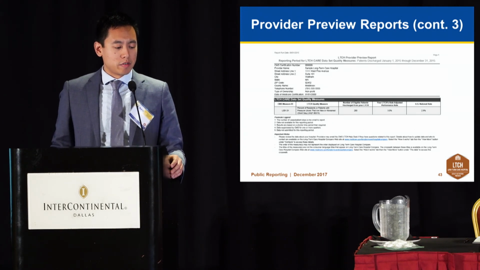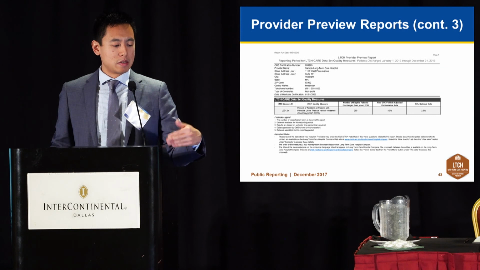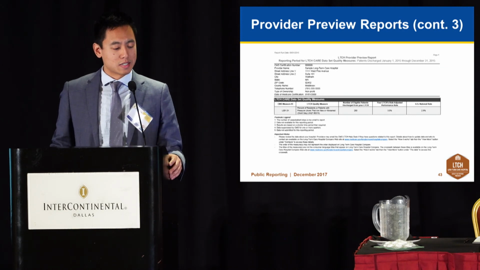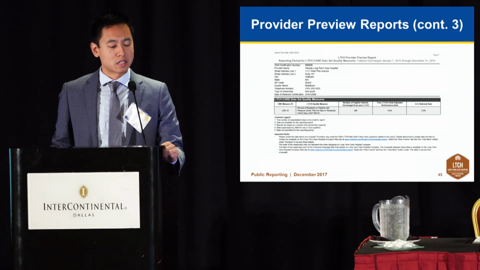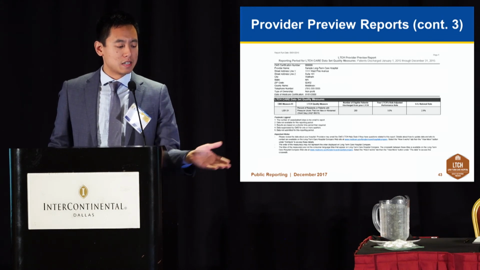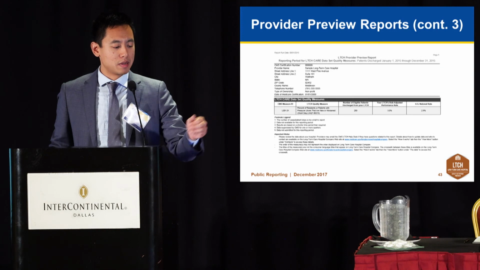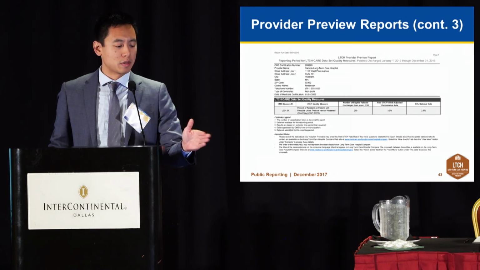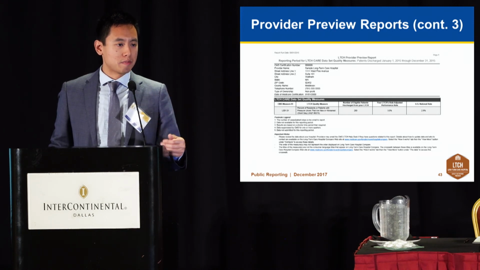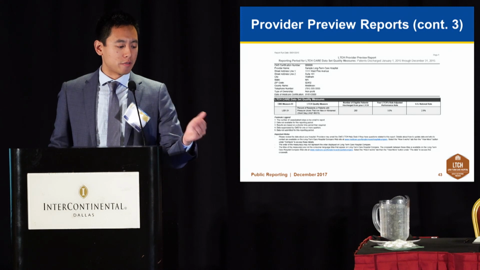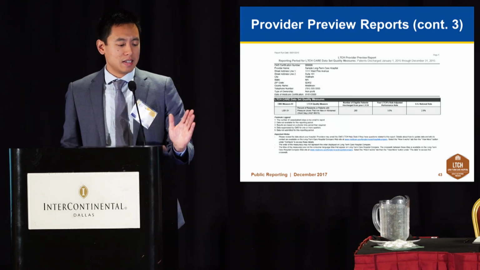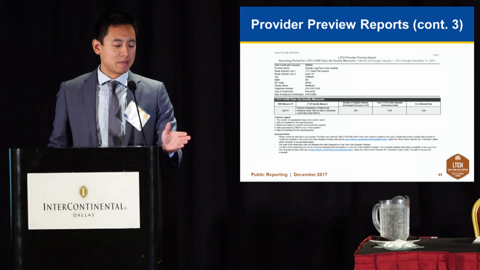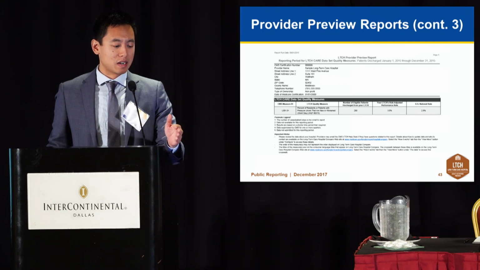So these are the prior preview reports. You'll see in the later slides the text version of this, but essentially it gives the same information. On the top, you see the reporting period. Then below that is the provider information, and then below that is the table on what information will be publicly reported. Currently, for the pressure ulcer measure, you'll see that it's the denominator, the risk-adjusted rate, and the national rate.